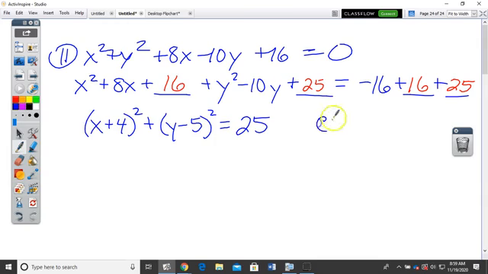So what's my center going to be? -4, +5. And my radius? 5. Square root of 25 is 5. Yeah, it's kind of bigger than we've been being.